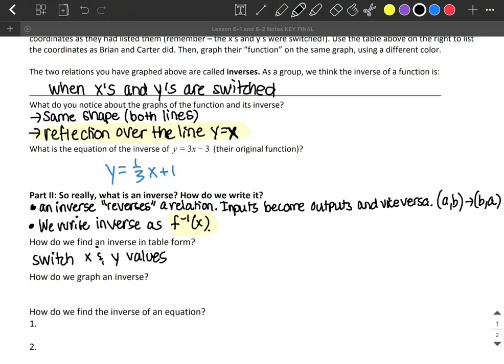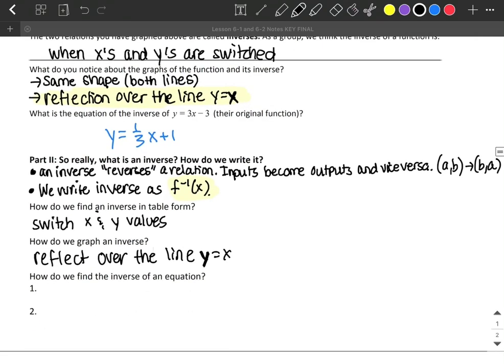The other way to find an inverse is to graphically find the inverse. If you have a graph of the original, all you have to do is reflect the points over the line y is equal to x. And if it's easier for you, you could just find whole number points on the original function, and then just flip the x and y values, which is the same exact thing.